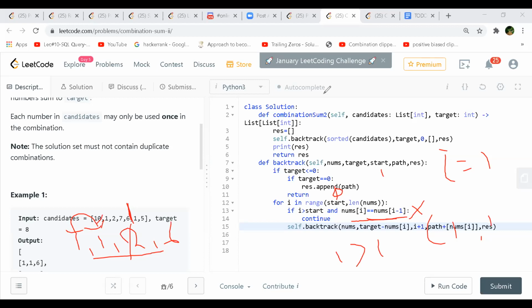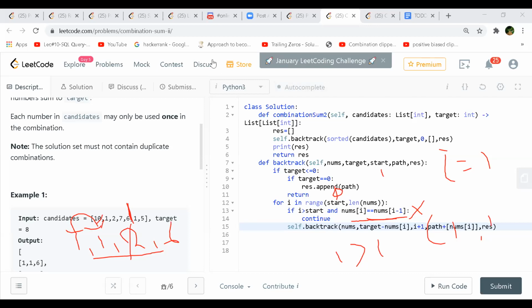I understand how we are taking it. I just want to see a case when we are ignoring, when we are executing this if on line number 13. Once we are done with the for loop and we backtrack, the second one we don't take. That's the only one we take in that particular recursion level. So that avoids all the duplicate combinations.